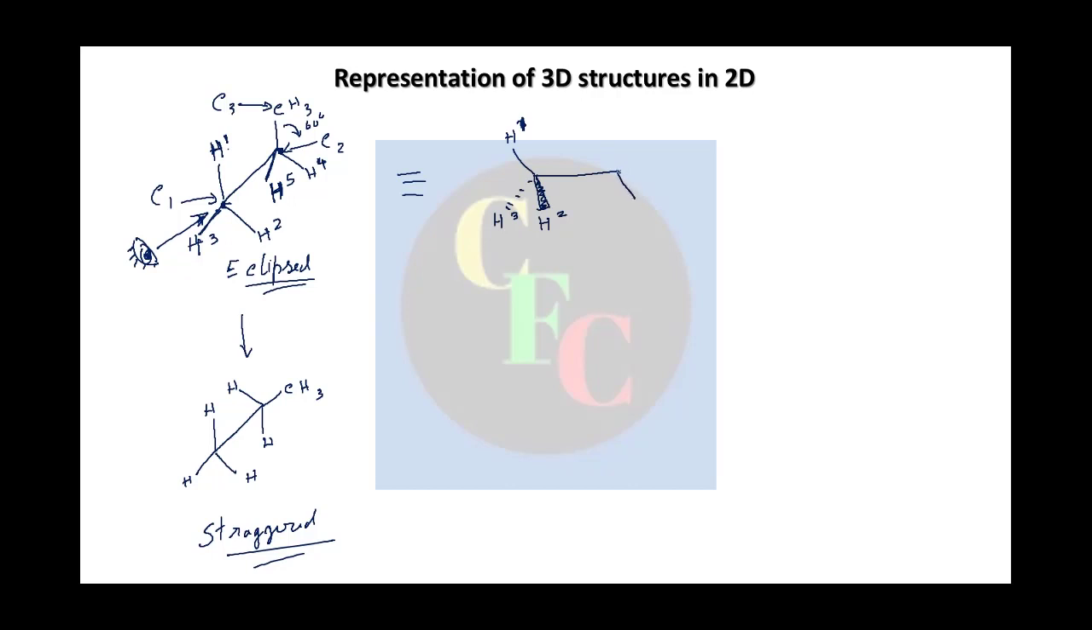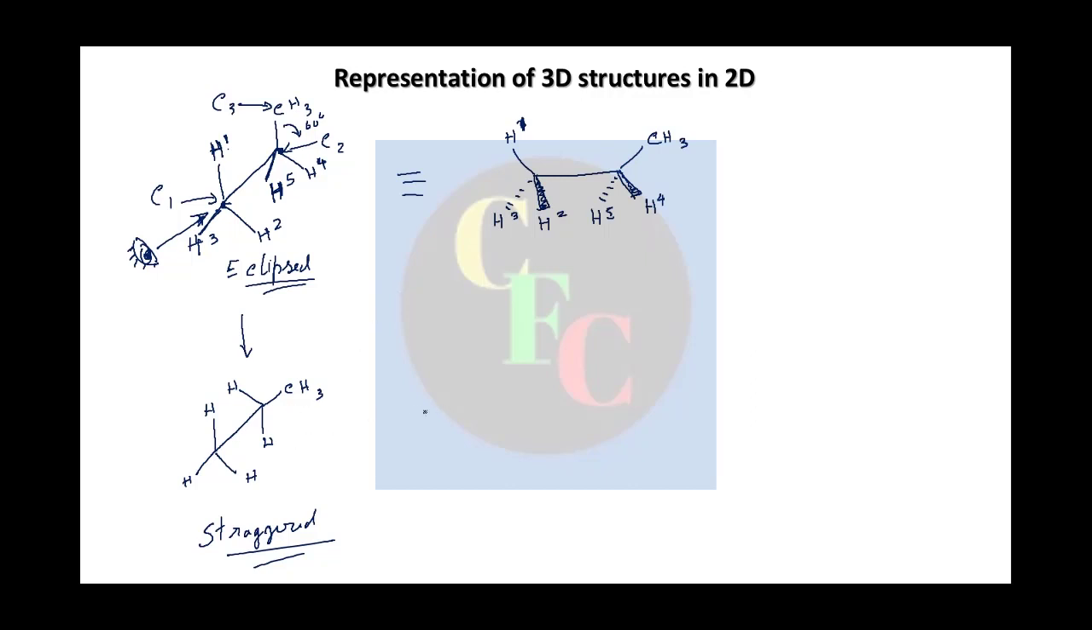So here also we will draw it in a similar way. Here it will be hydrogen 4. Here it will be hydrogen 5. Why am I marking them? Because if all are hydrogens, then it is very difficult to distinguish between them. Okay, and this will be CH3. So this is the eclipsed form of propane in Sawhorse. Both are Sawhorse.